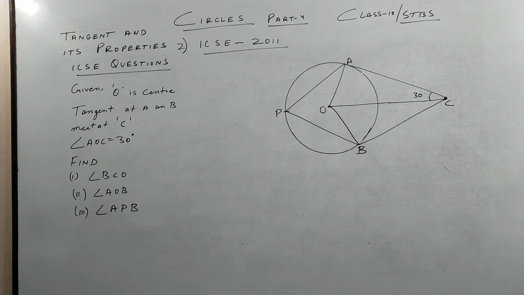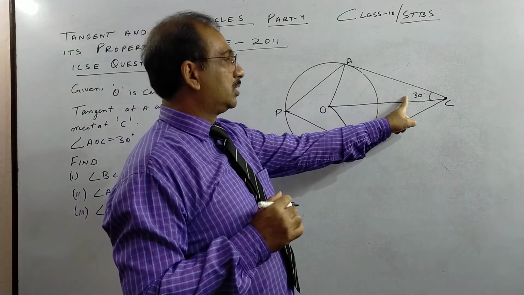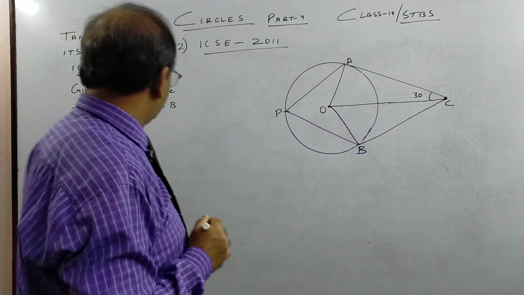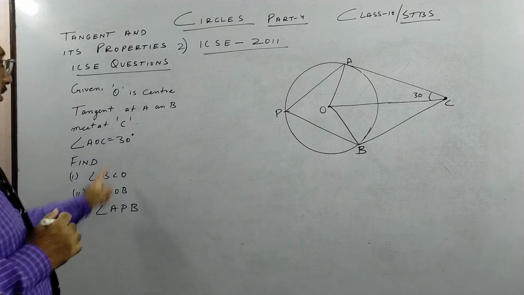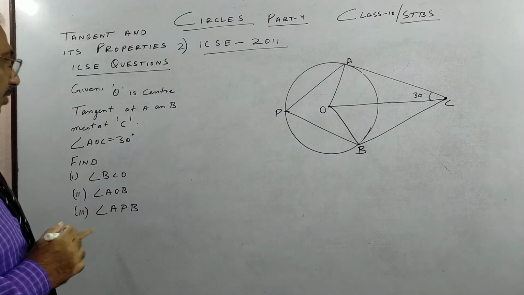So next we move on to the ICSE 2011 question. So see here children, what is given, this is another tangent question. Angle AOC is 30 degree, O is the center, and two tangents, they meet at C. We have to find these three angles.